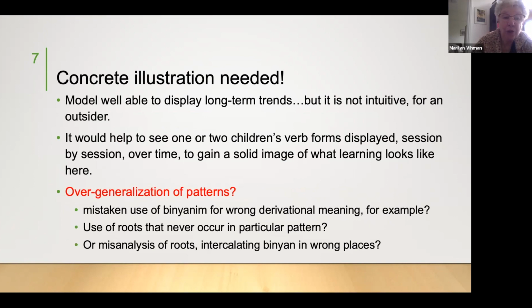So I'm very curious to know, do they make mistakes in picking the wrong conjugation, the wrong derivational meaning for a particular verb, or do they use some roots that never occur in that particular pattern? They overgeneralize a root from one conjugation to another, or do they misanalyze where the intercalating vowels fit in with the consonants? Is that a kind of error they make? So at the moment, I don't know anything about that, but I'm quite curious.